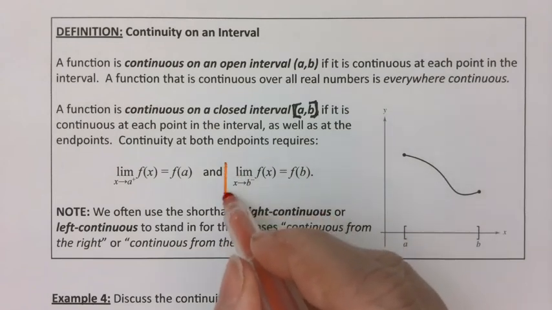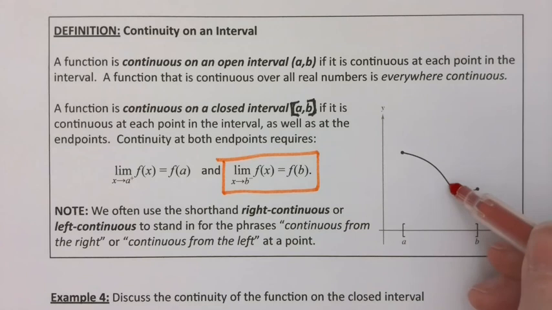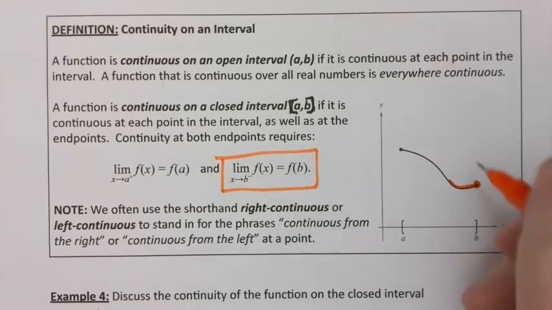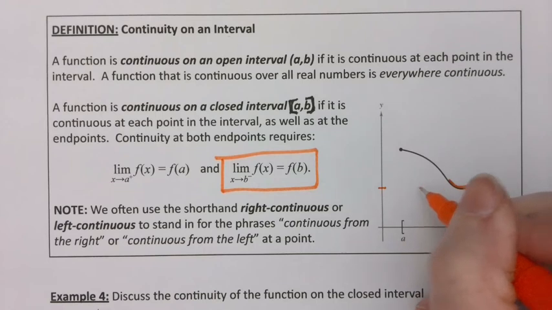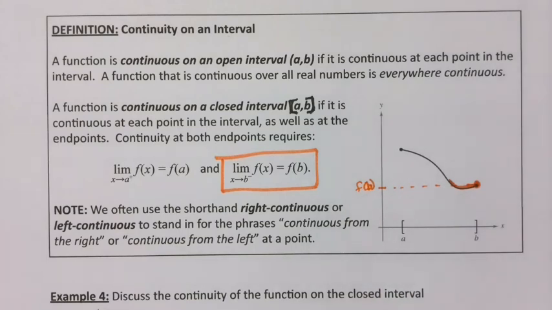So let me just highlight this one right here. What I'm saying is, as I'm approaching b from the left, right here, I'm heading to f of b, right? So the limit is equal to the function value. So this function value right here is f of b. That's what they're saying. So the limit is equal to the function value.